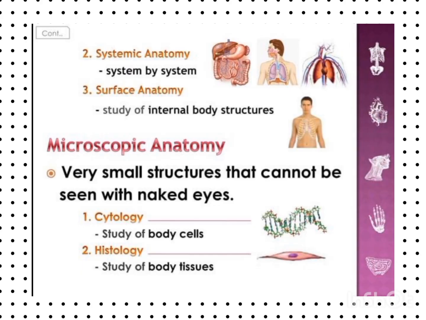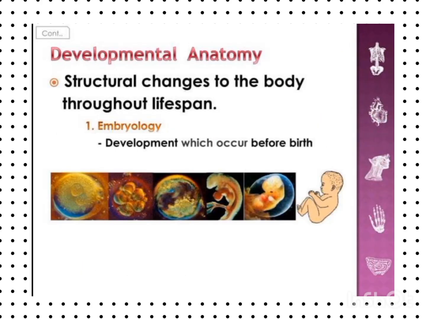Surface anatomy is the study of the body surfaces and internal body structures. Microscopic anatomy deals with very small structures that cannot be seen with the naked eye. So we have cytology, which is the study of the body cells, and histology, which is the study of the body tissues.